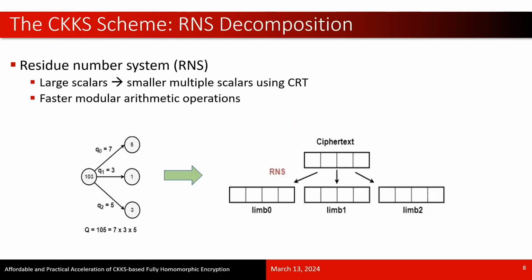To perform efficient modular arithmetic operations on these large elements, the RNS decomposition, or residue number system decomposition, technique is typically used, wherein we break down our large Q into smaller Q primes that are typically machine word sized, implying that our one large ciphertext will decompose into multiple ciphertexts with smaller coefficients. These decomposed ciphertexts are more commonly known as the limbs of the ciphertext, which is 3 here for the example shown on the slide.